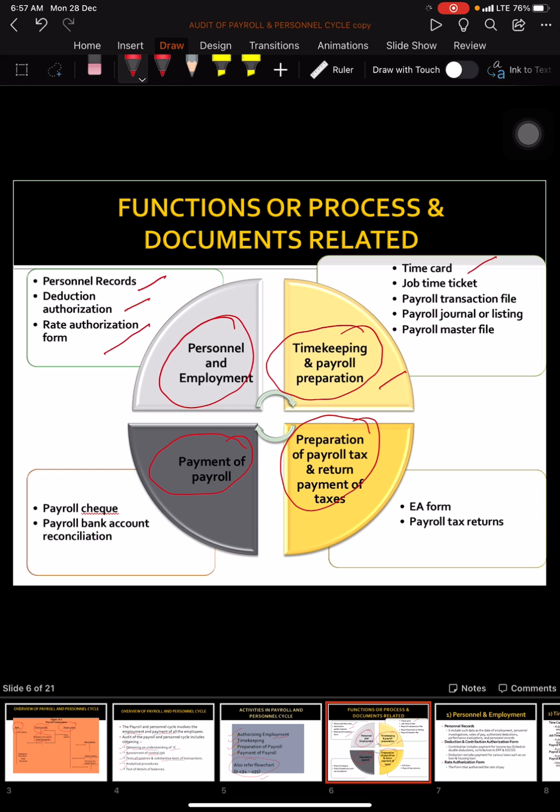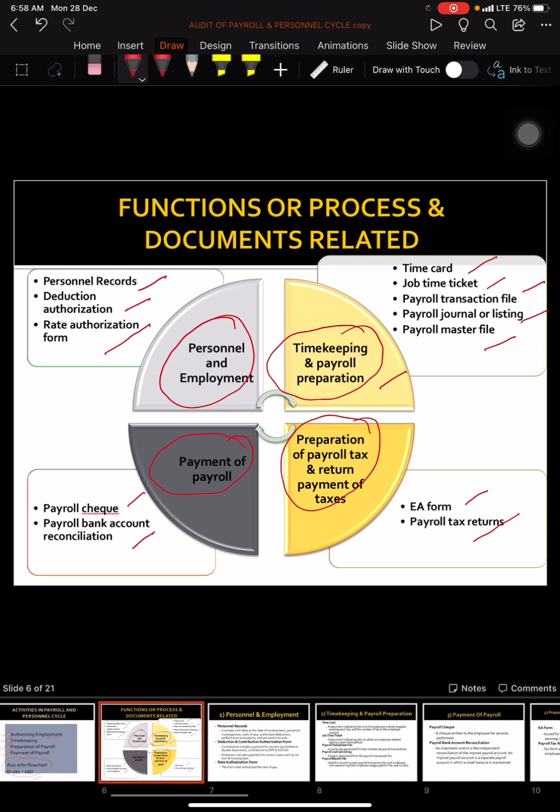Some of the companies use a job time ticket. It depends also. And then we are going to refer to the payroll transaction file, the payroll journal and listing, and the payroll master file, and how all those are being recorded. And then for the payment, we are going to refer to the payroll check and then the payroll bank account reconciliation. Normally for big companies, they will have a separate account for the payroll. And then we are going to see the EA form and the payroll tax return.